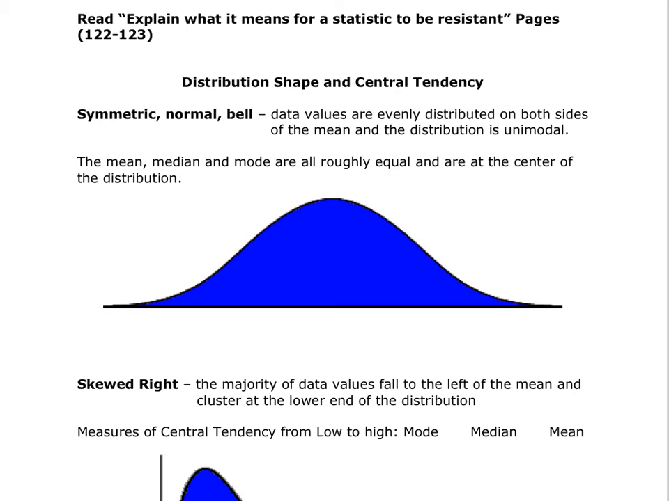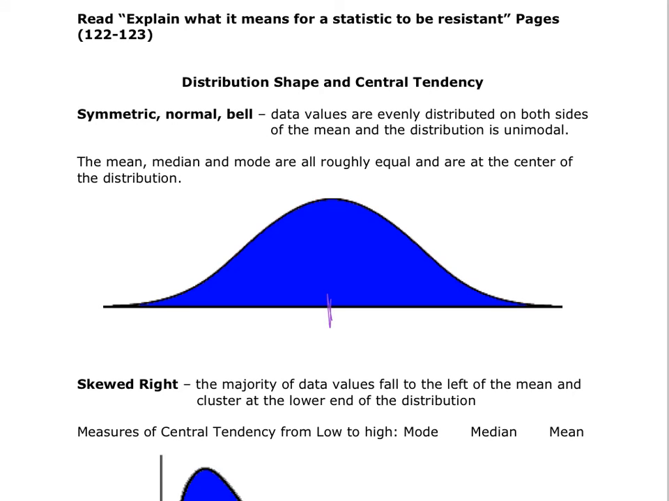So we want you to explain what it means for a statistic to be resistant on pages 122 to 123 of the ebook. Okay, so distribution shape and central tendency is our next topic in this section. So we should recall what a normal bell-shaped curve looks like. It is bell-shaped. It has one peak in the middle.